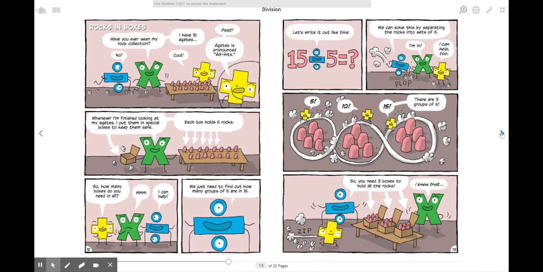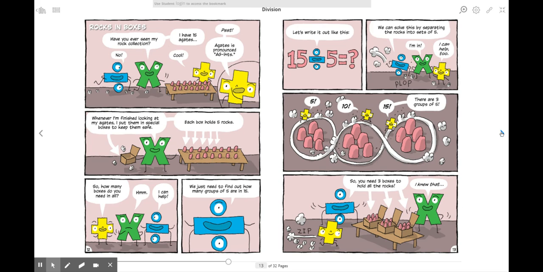Rocks in boxes. Have you ever seen my rock collection? No. I have 15 agates. Cool. Whenever I'm finished looking at my agates, I put them in special boxes to keep them safe. Each box holds 5 rocks. So how many boxes do you need in all?